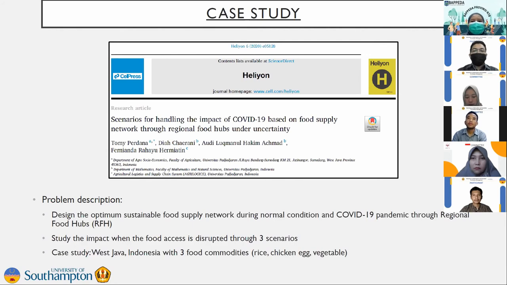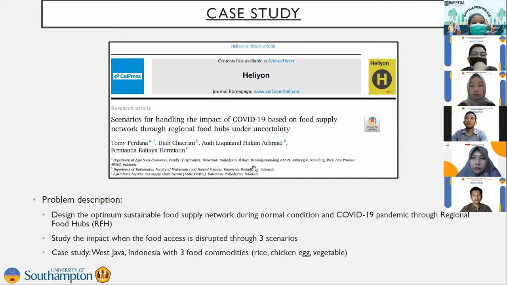So here we are talking about the first and second scenarios. They are just the justification. These are the things that will happen if food access cannot be maintained well. The impact is like this and this, and it has been explained in the article. Due to the time limit, we still have another 30 minutes, so what we will discuss is scenario three. Scenario three is food access when it is disturbed. Even during COVID, we need to maintain good food access.